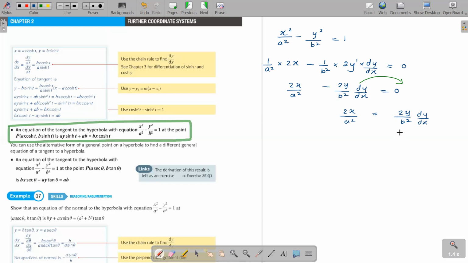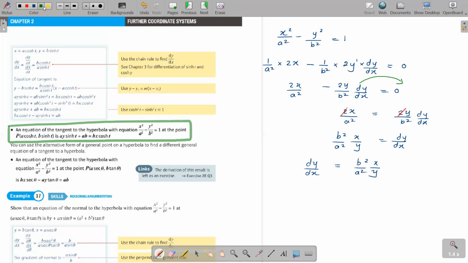Okay. So making dy by dx the subject, you can see the 2 will cancel out. I end up getting here the b square comes on top over a square, and you have x over y equals dy by dx. So this is the gradient of the tangent. Do you agree with me? Dy by dx equals b square over a square, x over y. Okay, so now let's substitute the coordinates.